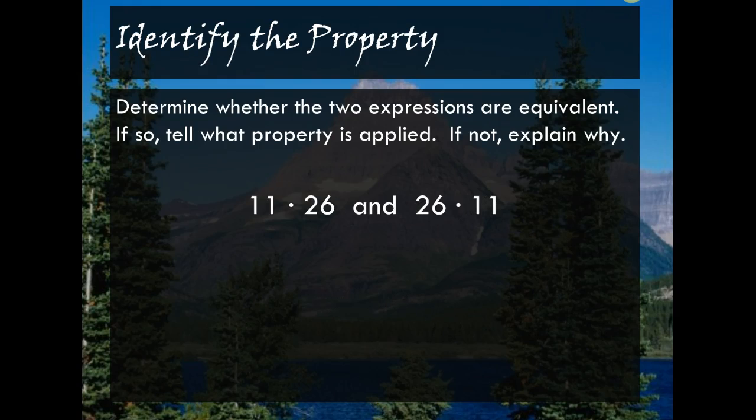In this problem, if we multiply 11 times 26, we get a result of 286. If we multiply 26 times 11, we also get a result of 286. In this problem, it is the order of the numbers that is changed. Therefore, this is an example of the commutative property.